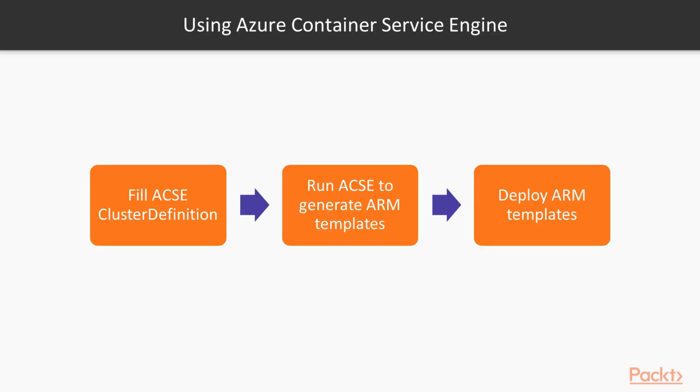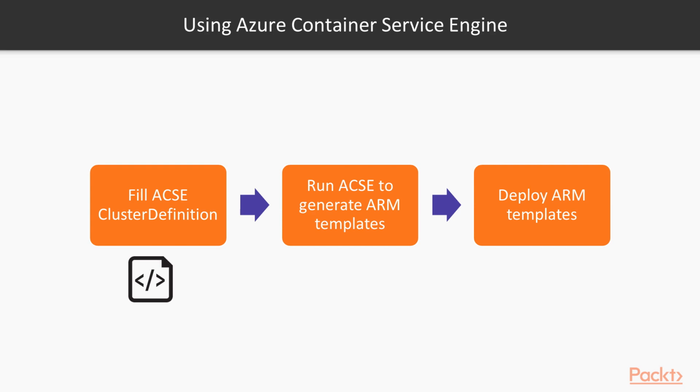Let's see how Azure Container Service Engine is used. You start by filling in the Azure Container Service Engine cluster definition file with your parameters. Azure Container Service Engine consumes a cluster definition file which outlines the desired shape, size, and configuration of your Azure Kubernetes Service cluster. Next, you run the actual Azure Container Service Engine tool, passing in the cluster definition to generate a number of files.